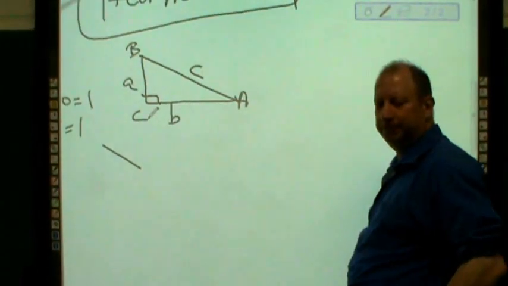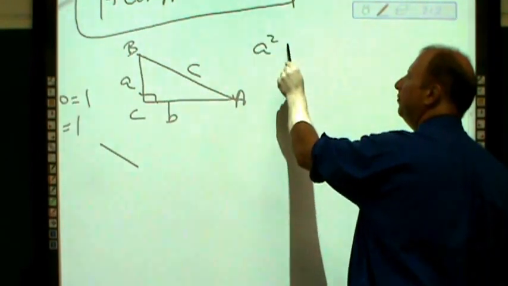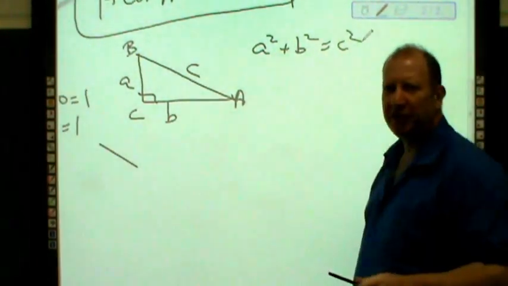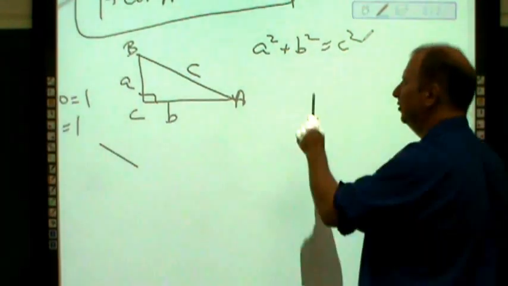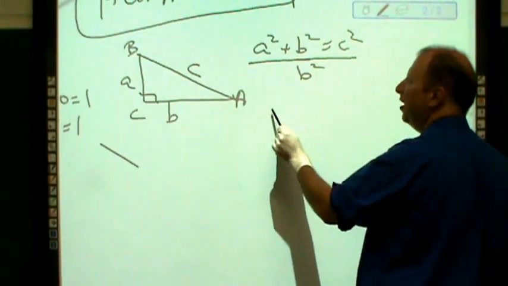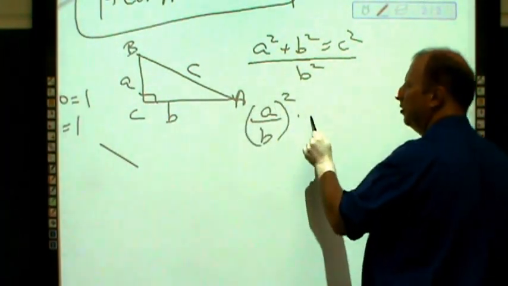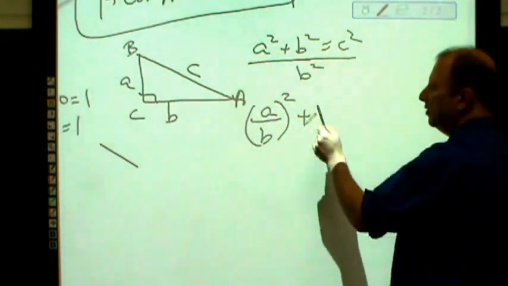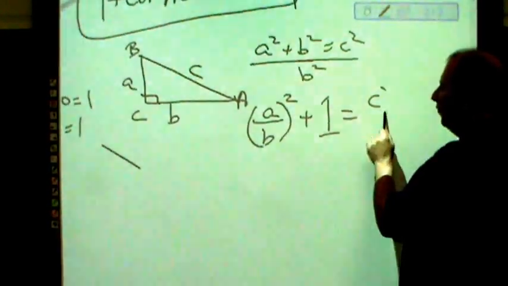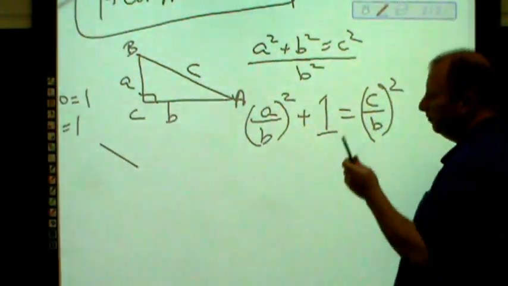Okay, welcome back. Let's try it again. A squared plus b squared equals c squared. This time around I'm going to divide everything by b squared, both sides of the equation. So let's look at what we have: (a over b) squared plus b squared over b squared, which is 1, is equal to c squared over b squared, which is (c over b) squared.